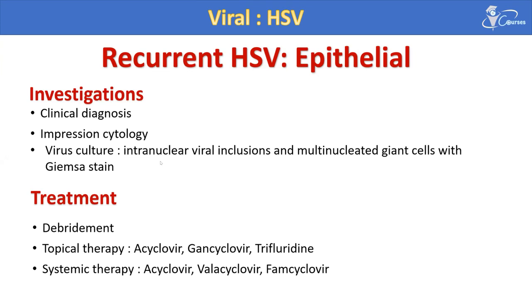You will see intranuclear viral inclusion bodies and multinucleated giant cells. They can also be seen by the Giemsa stain. So this is if in doubt, but usually this is a clinical diagnosis. Treatment can be started in several ways.